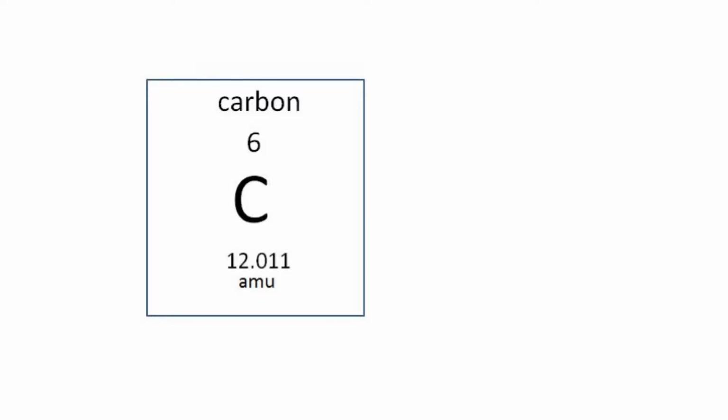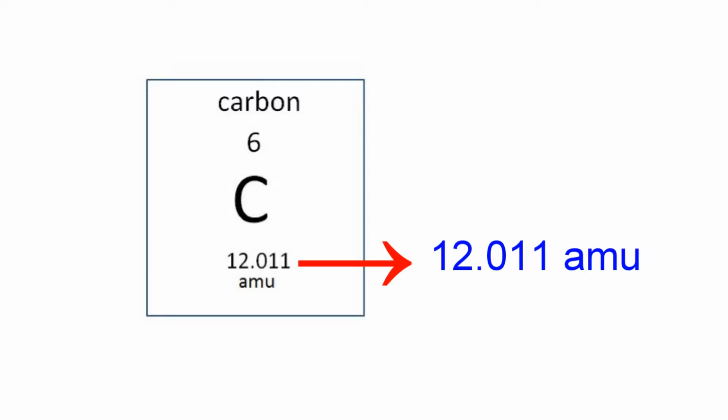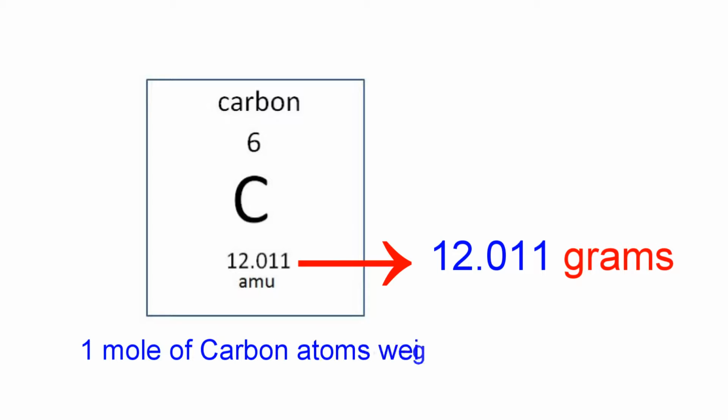In video number 2, we learned how to determine the weight of 1 mole of atoms of the same element. All you have to do is write down the AMU number of the element and then change the AMU to grams. So 1 mole of carbon atoms weighs 12.011 grams. But most substances on Earth are not just one element.